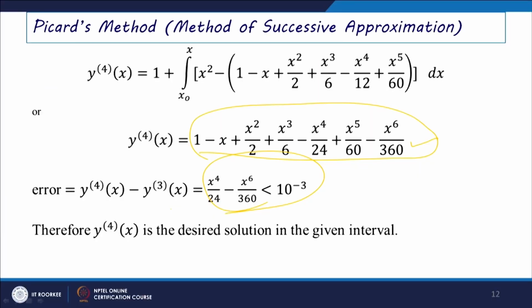Hence we can just say that y(x) is the desired solution within that given interval. Further, if we move to the Taylor series method, since I said at the beginning of the lecture that we will first deal with finite difference methods for ordinary differential equations, then we will go for higher order equations or partial differential equations.